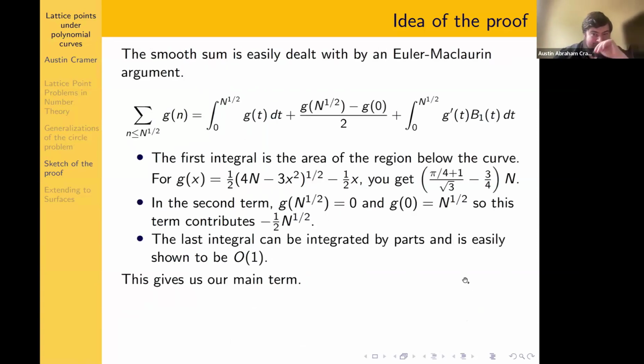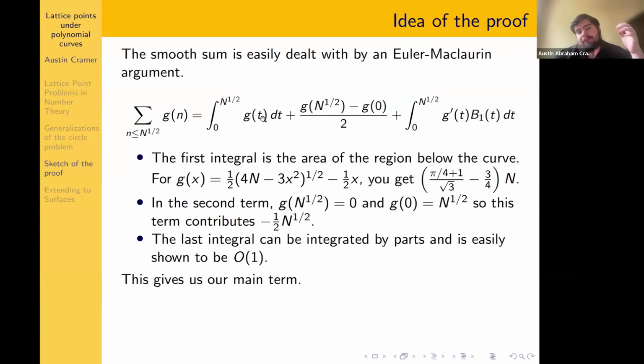So the smooth sum you can deal with fairly easily, just make an Euler-Maclaurin sum argument. So the sum of g of n, if you apply Euler-Maclaurin summation, you get an integral of g of t dt, plus, looking around the boundary, g of n to the 1/2 minus g of 0 divided by 2. And then you integrate the derivative g prime against the B1 of t. Okay, so the first integral, that's just the area of our region.